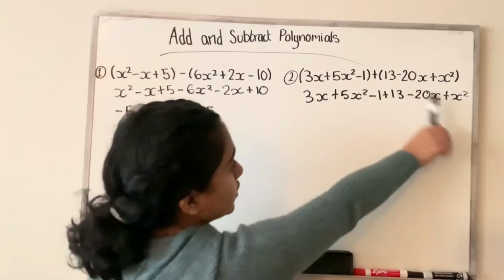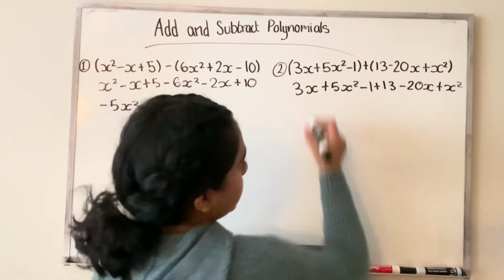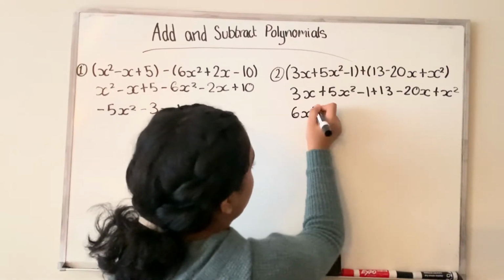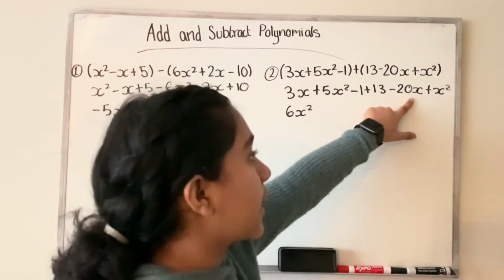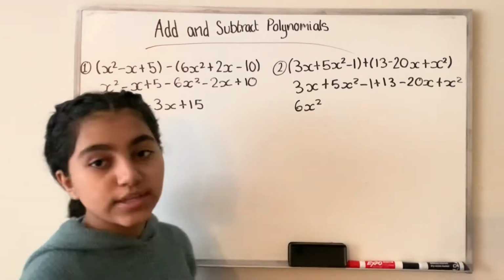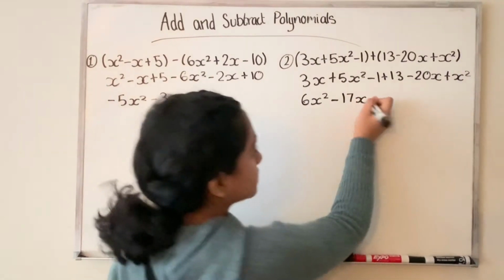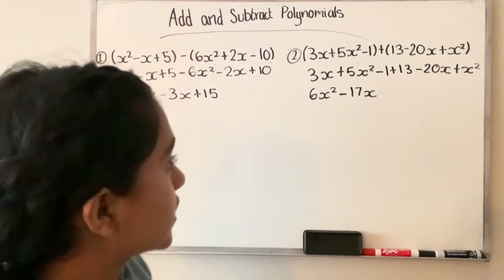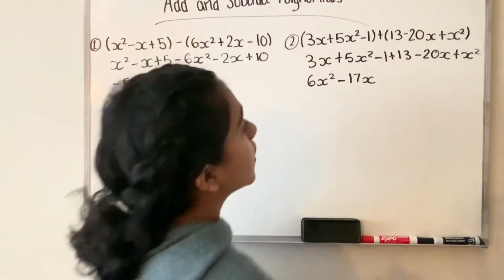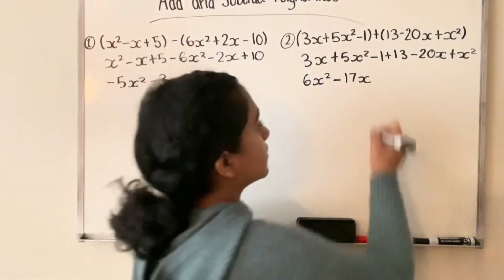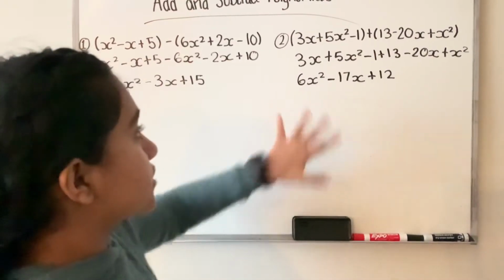So there you could combine 5x squared and x squared, which would be 6x squared. And then you can also combine 3x and minus 20x. So 3x minus 20x would be minus 17x. And then you can also combine the minus 1 and plus 13. So negative 1 plus 13 would be plus 12. So now this would be your answer for number 2.